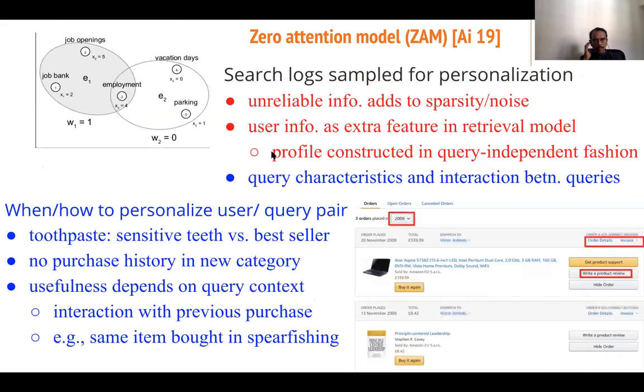So next we'll talk about the zero attention model. So here, search logs sample for personalization. What's happening, some of the technical challenges: unreliable information adds to sparsity or noise. User information is an extra feature in the retrieval model, and the profile is constructed in a query independent fashion, as we saw in the hierarchical embedding model. But in practice, query characteristics and interaction between queries both need to be factored in for personalization.